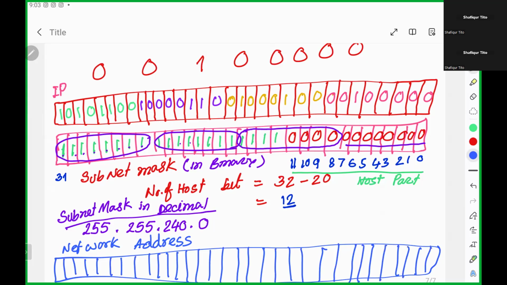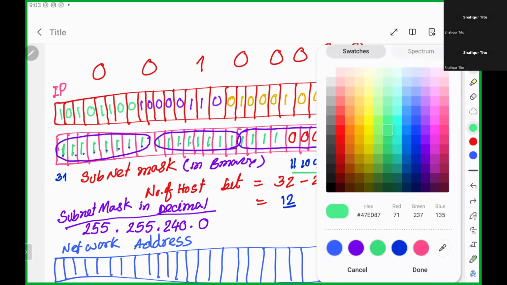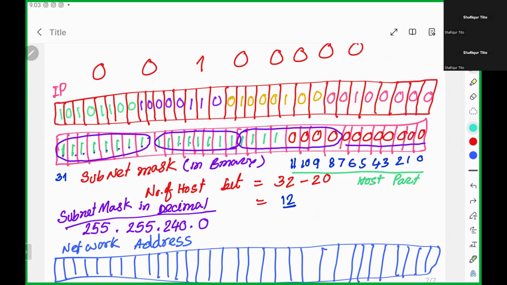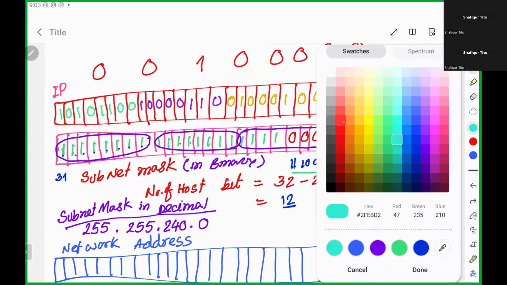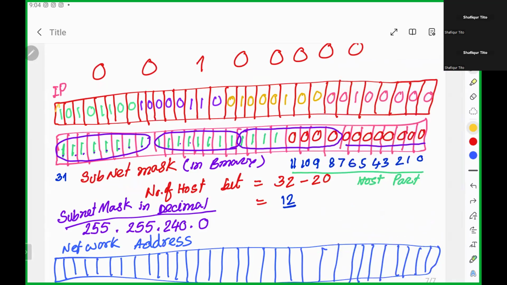Okay, so these are the 32. Then what we have to do? We have to do the AND operation. So let us take a different color. So bit by bit AND operation. We can take this one. Okay, so what we have to do? It looks the same. So red, yellow, I think this one will be good. So we have to combine these two, bit by bit, with the AND operation.